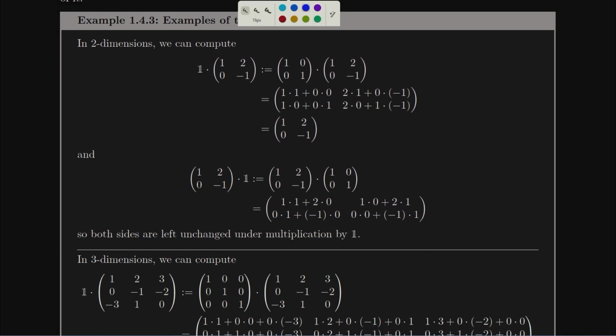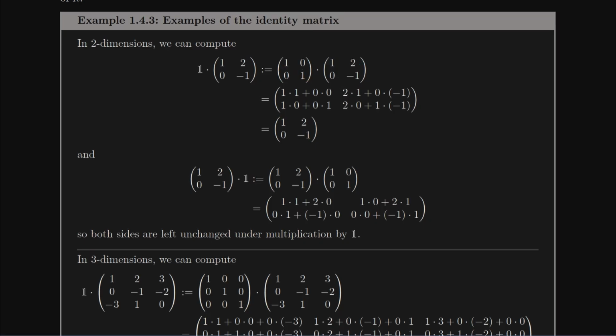So in 2 dimensions, we of course have the 2-dimensional matrix with 1s along the diagonal and 0s along the other spaces. If we perform the matrix multiplication against 1, 2, 0, negative 1, we're going to put rows on the left, we're going to put columns on the right, and we're going to perform a multiplication. That's going to give us 1 times 1 plus 0 times 0, which is of course 1. It's going to give us 1 times 2 plus 0 times negative 1, which is of course 2. It's going to give 0 times 1 plus 1 times 0, which is 0. And it's going to give 0 times 2 plus 1 times negative 1, which is negative 1.